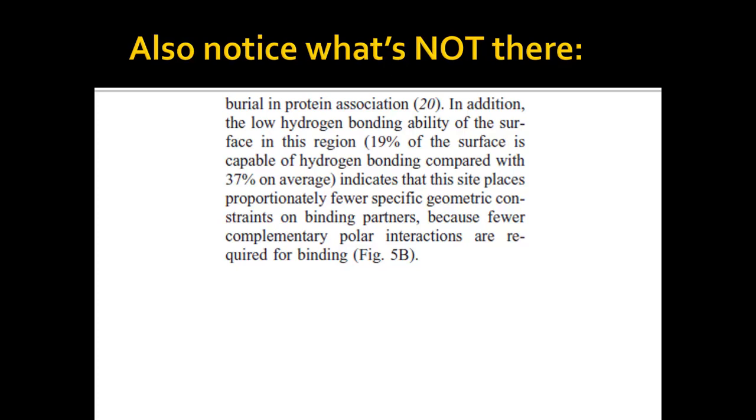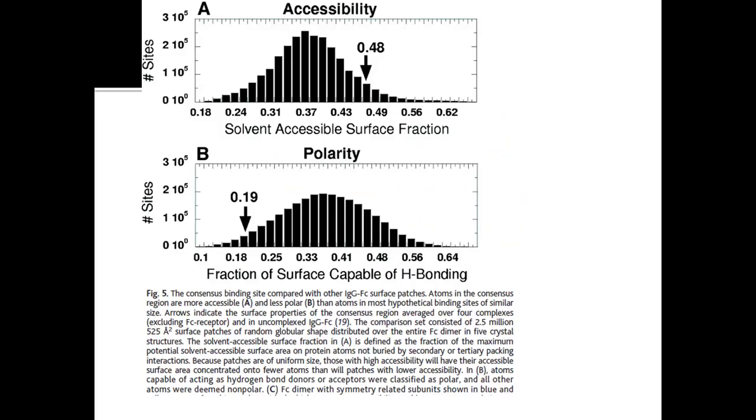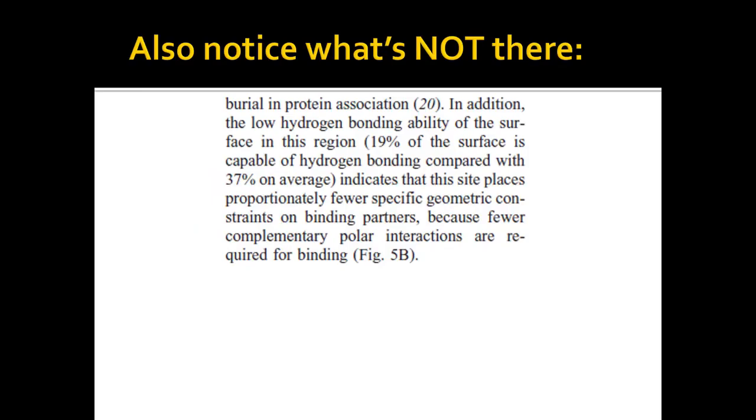So also notice what's not there. Actually what's not there is, even though they detected 8 potential hydrogen bonds to the peptide, most of the surface is not capable of hydrogen bonding. This goes with its low polarity, by the way. Polarity makes hydrogen bonds. And so this observation goes with the fact that only 19% of the surface was capable of hydrogen bonding compared with 37% on average. So that means that you don't need too many polar interactions. Actually having that hydrophobic rim was probably a good thing for this site.